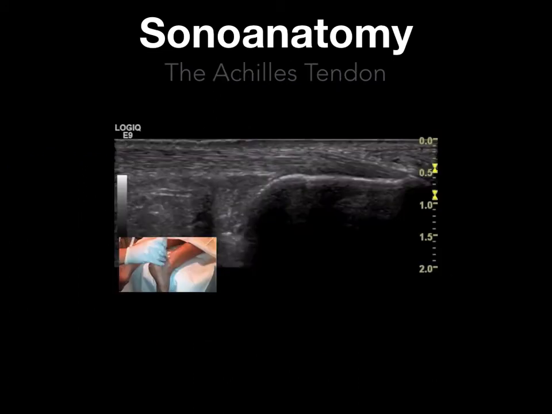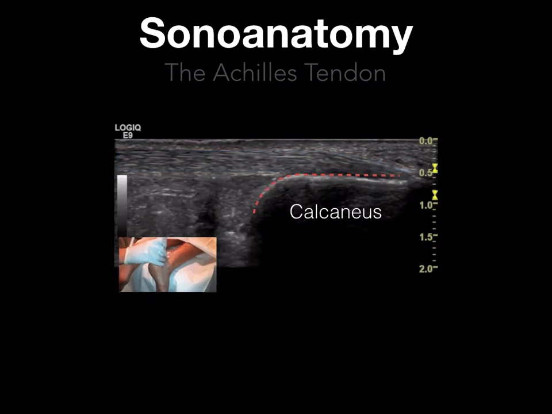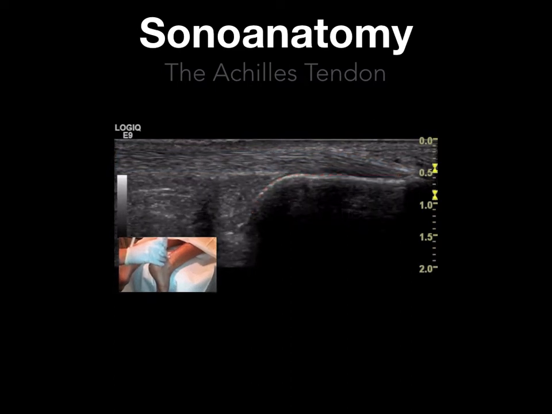And here's an image of an Achilles tendon. Notice on the right of the screen we can see the calcaneus, and just superior to that is the Achilles tendon. It's a long fibrillar-like structure that attaches sharply to the top of the calcaneus.